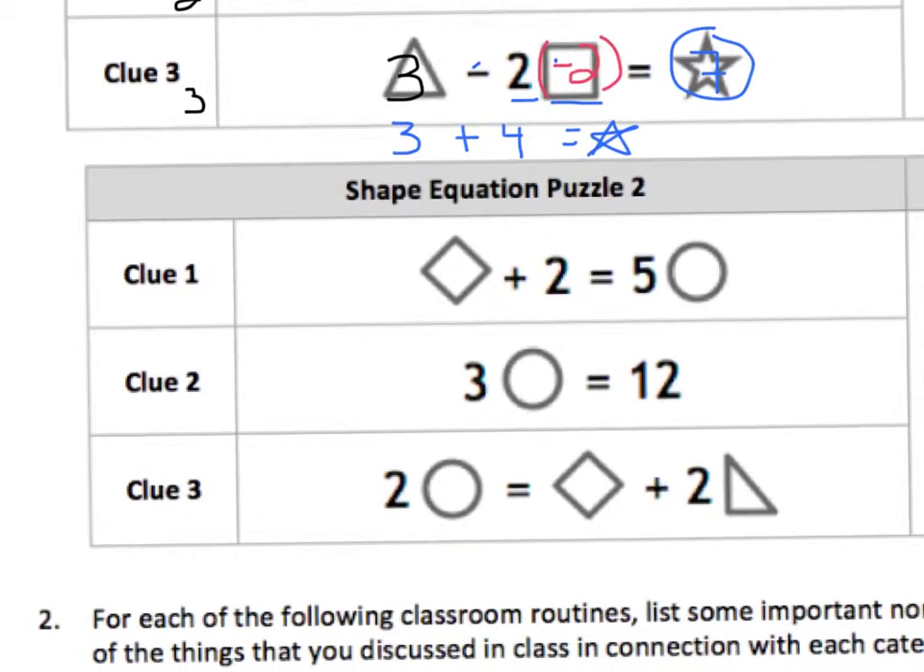Alright, so same kind of evaluation for the next puzzle. I'm going to start here with clue 2 because I only don't know the circle here. That is a times problem, so we're going to make that a 4 because 3 times 4 is 12. And of course that's going to be a 4, and that's going to be a 4 as well. Alright. Where do we go next? Well, it looks like I still don't know 2 things about clue 3, but I only don't know the diamond for clue 1, so that's where I'm going to go.